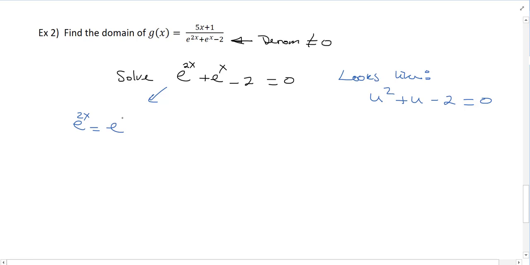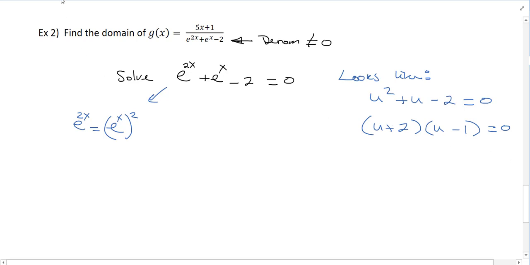using properties of exponents, I can say this is e to the x squared, right? So I can undo the property of exponents that says power to power, you multiply the exponents. So when I see exponents multiply, that means I can do power to a power, going backwards on that rule of exponents. And so how do we solve this equation? Ideally it factors. If it doesn't factor, then you use the quadratic formula. But this factors into, what would that be? u plus 2 and u minus 1, right?